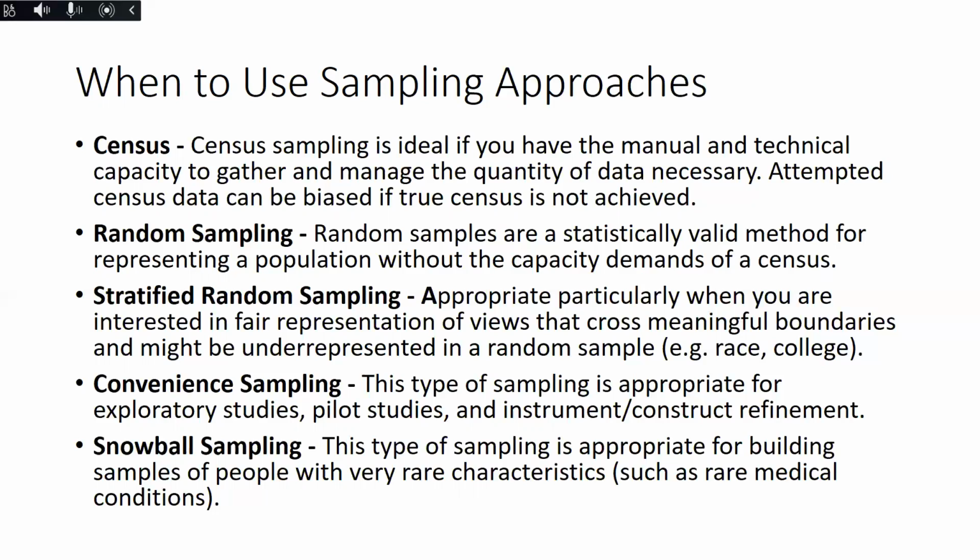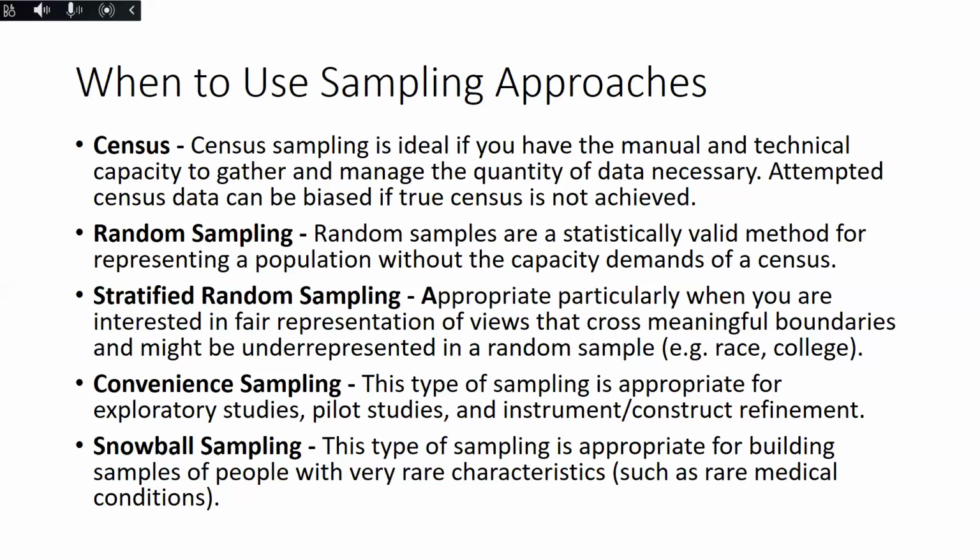Stratified random sampling is especially useful if you want to make sure that you are fairly representing views across meaningful boundaries, and especially if there are some underrepresented groups in that potential sampling that you might not get a good representation from if you did random sampling. Stratified random sampling allows you to oversample from certain groups, and then you can sort of scale back down their representation. But that way you're not leaving to chance whether you have people in your sample who are underrepresented and have important views that you want to include.